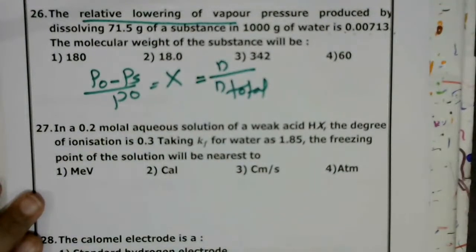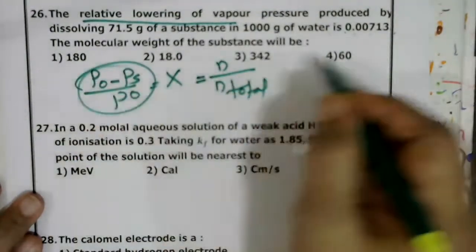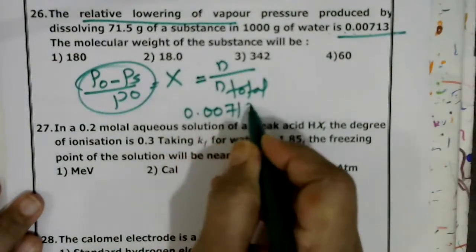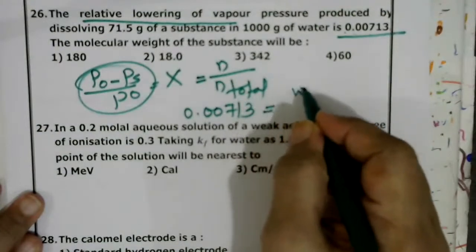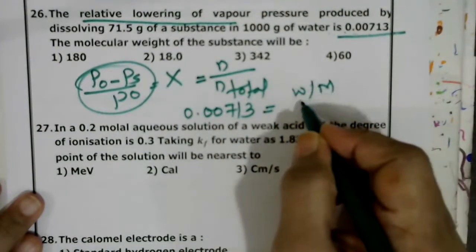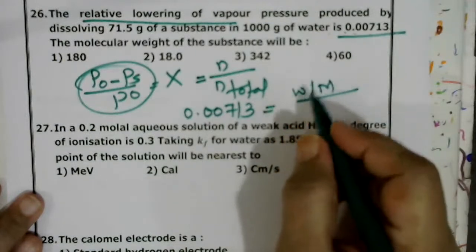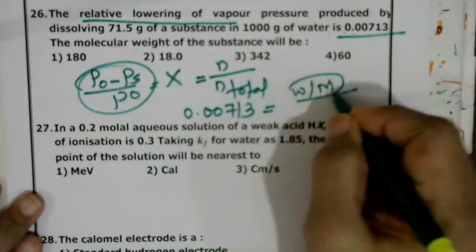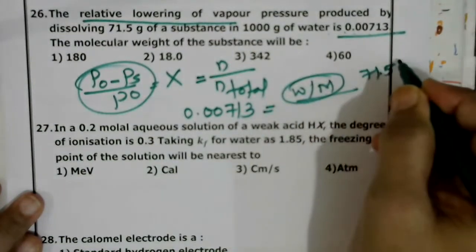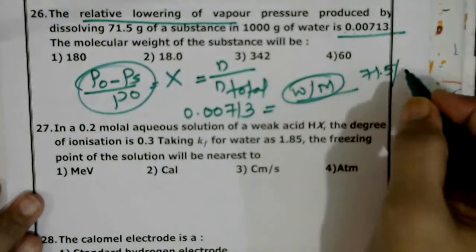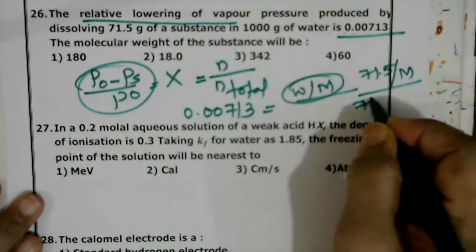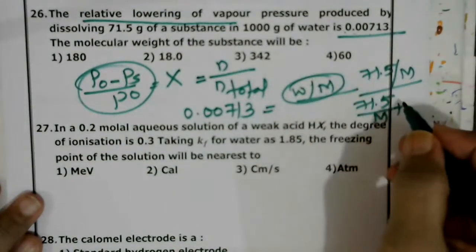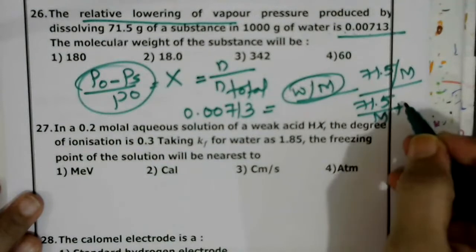Here this value is given to you as 0.00713. It will be equal to mass divided by molecular mass. Same way with respect to this one. How much is the mass they have given? Directly I'll write 71.5 divided by M, because we are going to calculate molecular mass. Same, we will write 71.5 divided by M, plus for water, how much they have given? 1000 by 18 is 55.5.